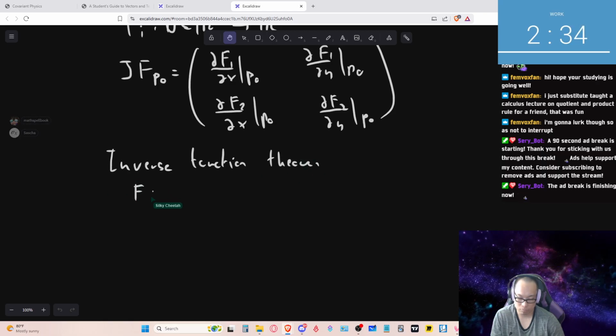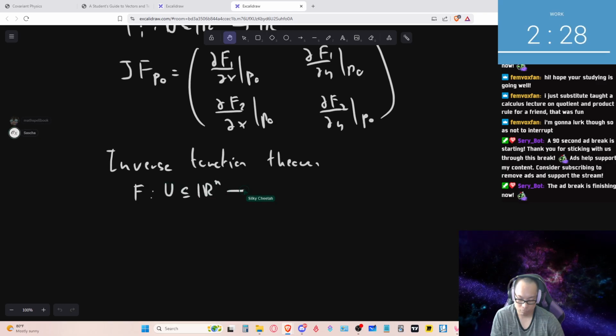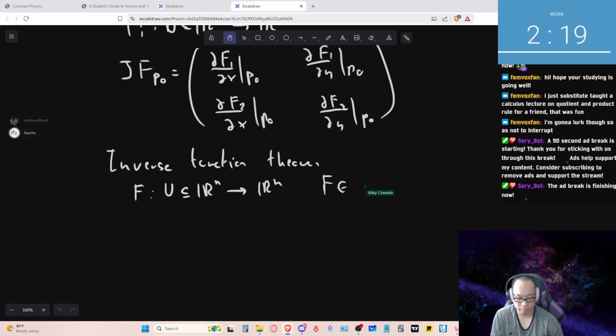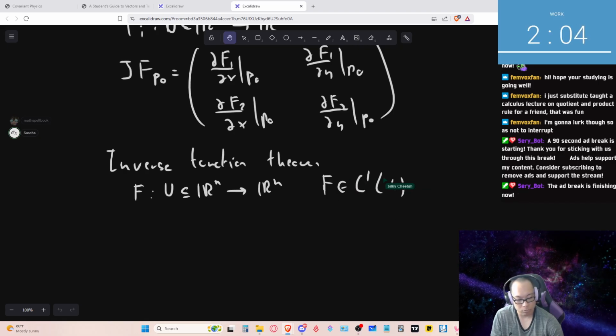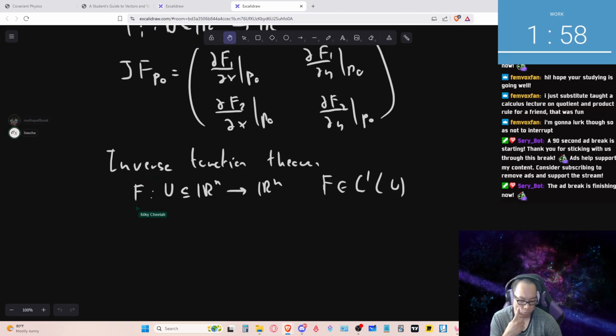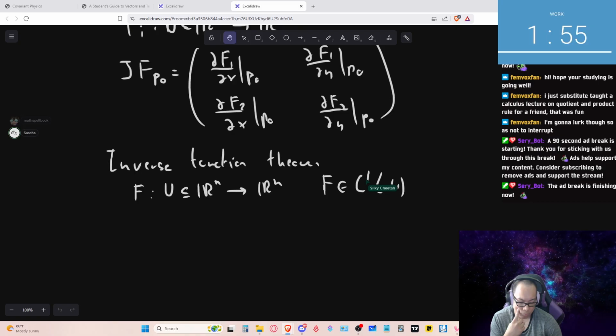This F is a map from Rn to Rn. U is also an open set. This is a technical condition: we have to assume that F is of C1 regularity. C1 regularity means that all the partial derivatives are continuous. Usually you can strengthen that. For example, if you know that F is C2, you will get a different conclusion. So C1 is just a regularity condition, which just means that all partial derivatives are continuous.